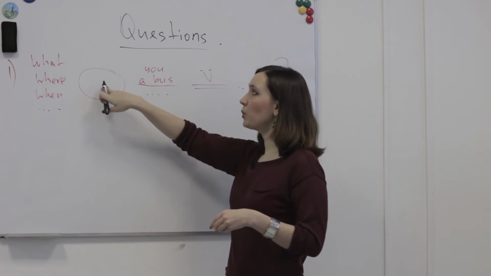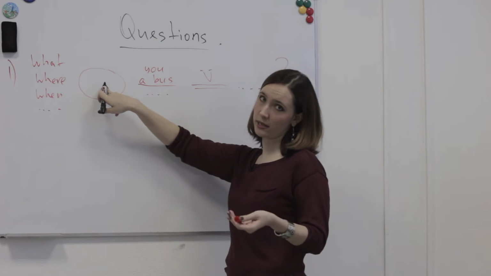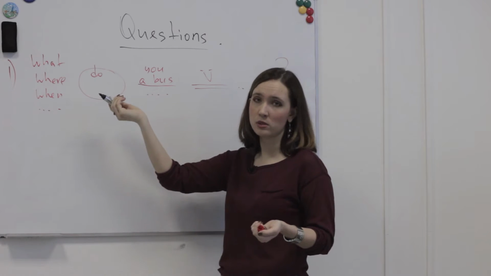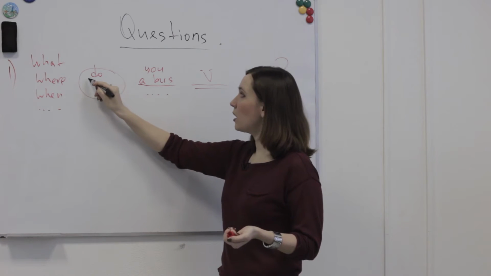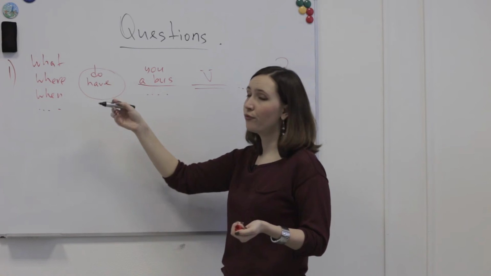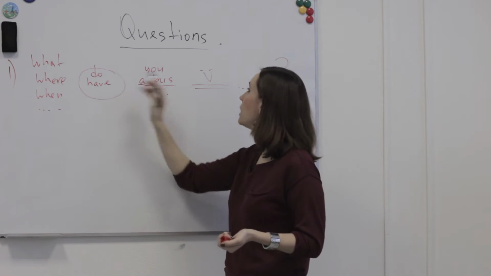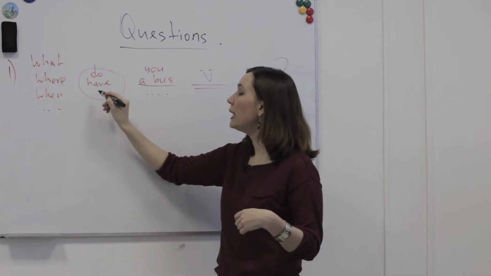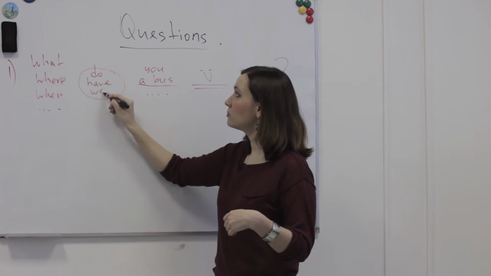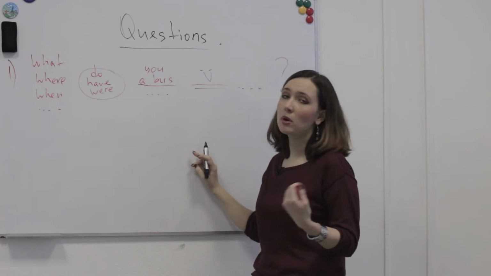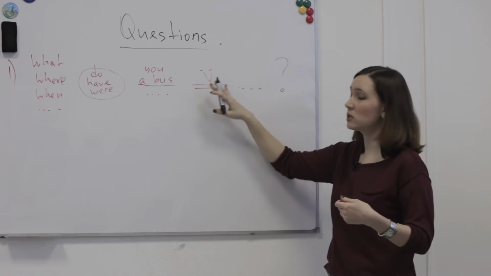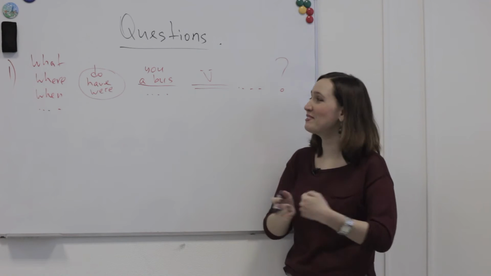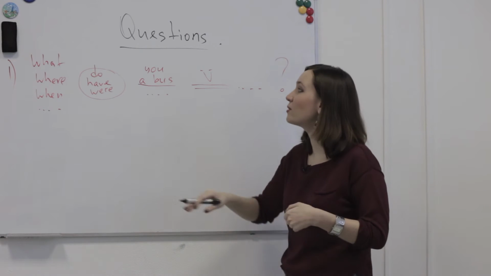So here we put an auxiliary depending on the tense you want to use. You guys know that, so it can be do for present simple. It can be have for present perfect. Then here, of course, don't forget it's already the third form of the verb. It can be were if you're talking about past continuous, but then of course here it's the ing form. Well, the tenses are a separate topic in our separate videos if you're more interested in those.